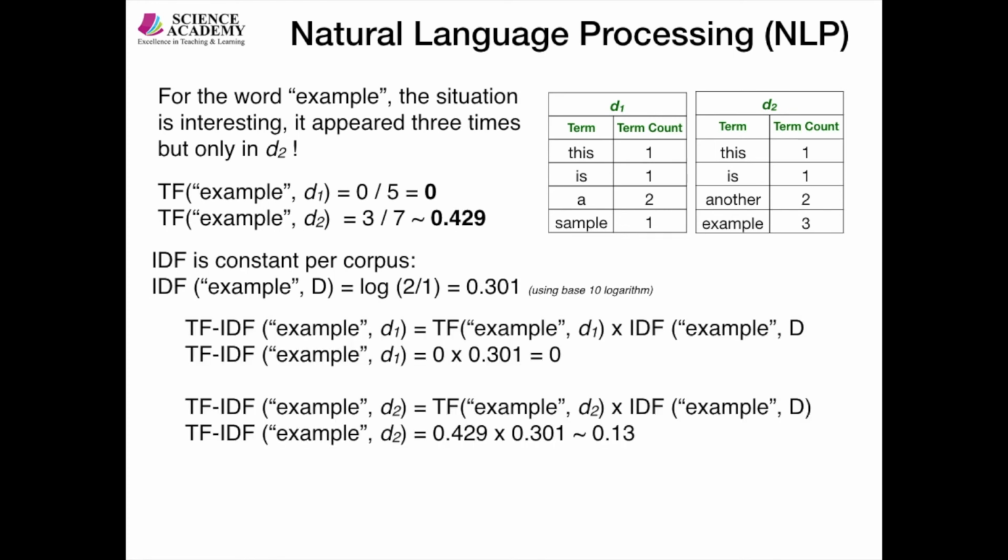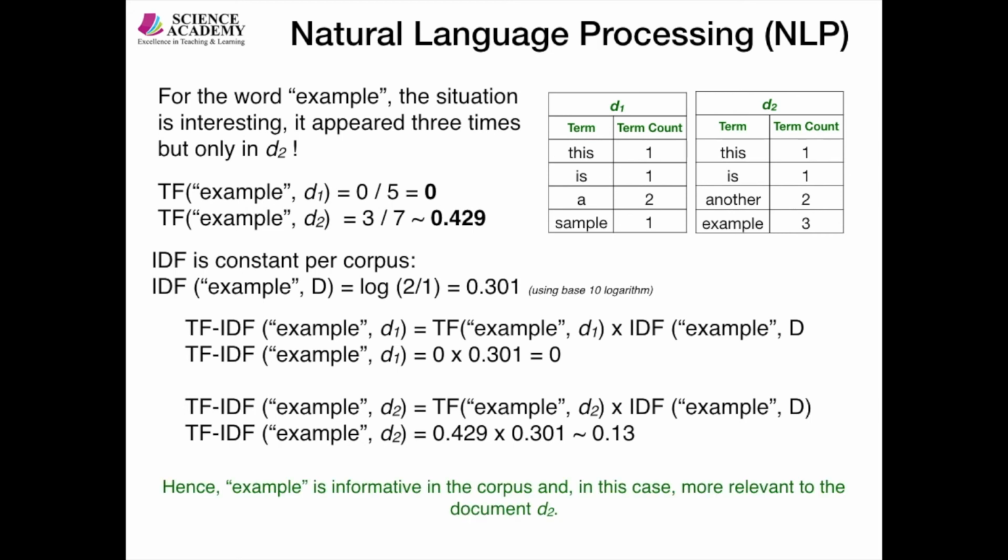Now we have TF and IDF. We can simply input these values and find out the TF-IDF for the word example in documents D1 and D2. We see that TF-IDF for example in D1 is 0, whereas TF-IDF for the word example in D2 is 0.13. So this implies that example is an informative word in the corpus, and in this case, it is more relevant to the document D2.